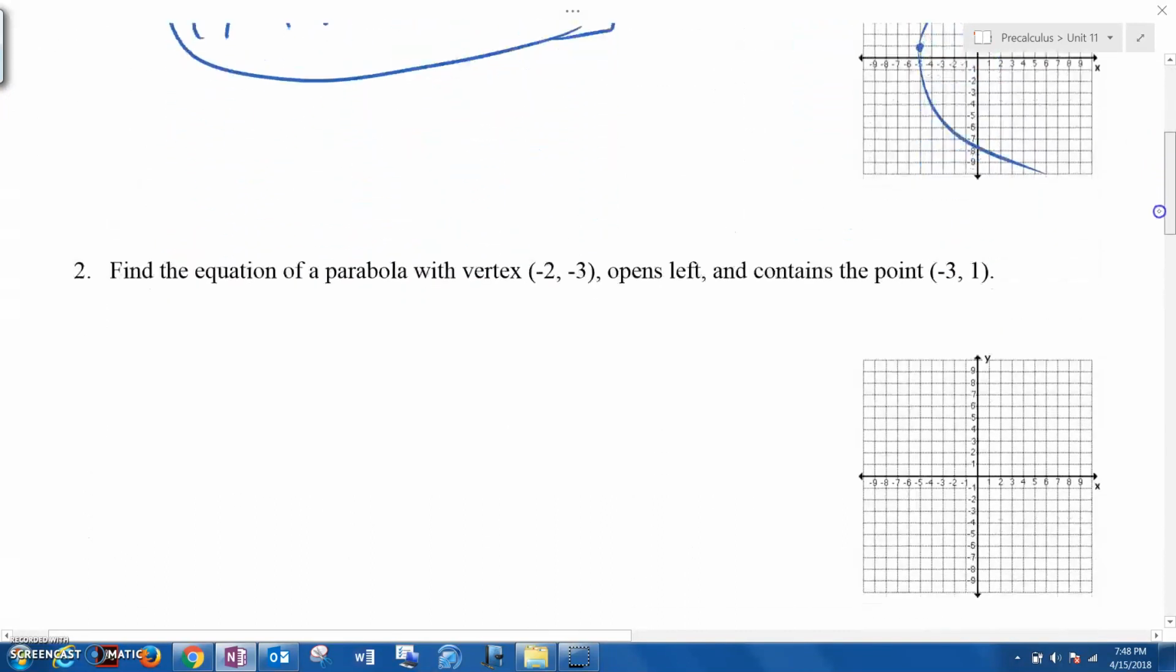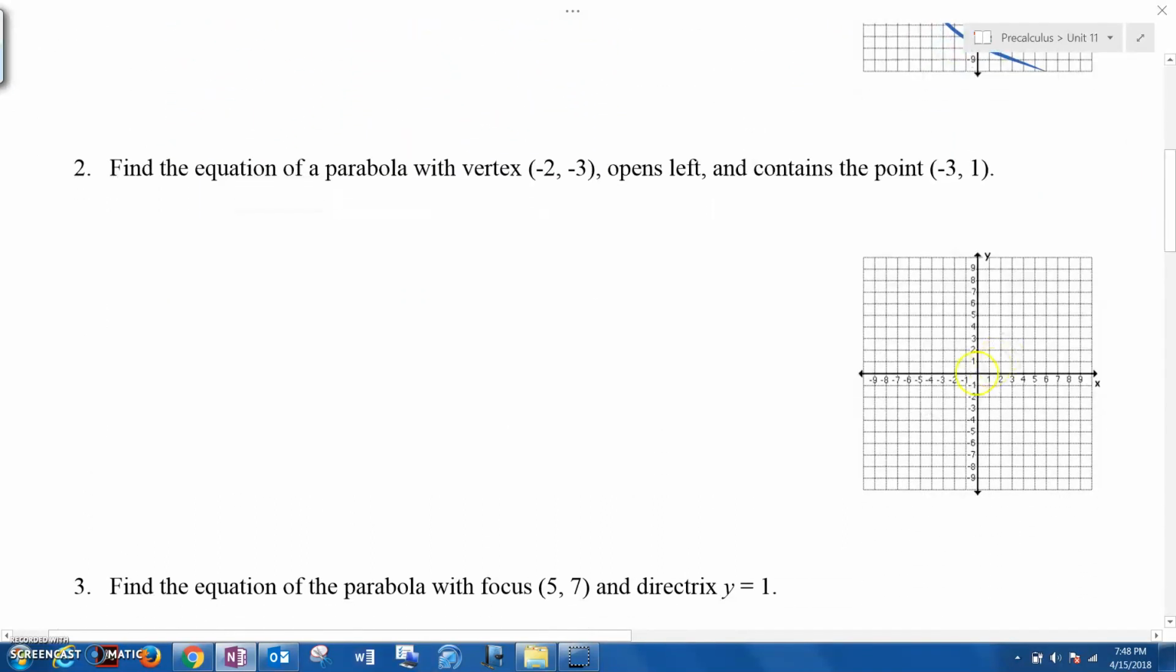All right, let's try another one. Find the equation with a vertex at negative 2, negative 3. So there it is right there. Opens left. So it's opening this way. And it contains the point negative 3, 1. Okay, so it has this point. That point is not anything that we know. So I don't know a yet. So I'm going to make the equation as if I know everything but a.